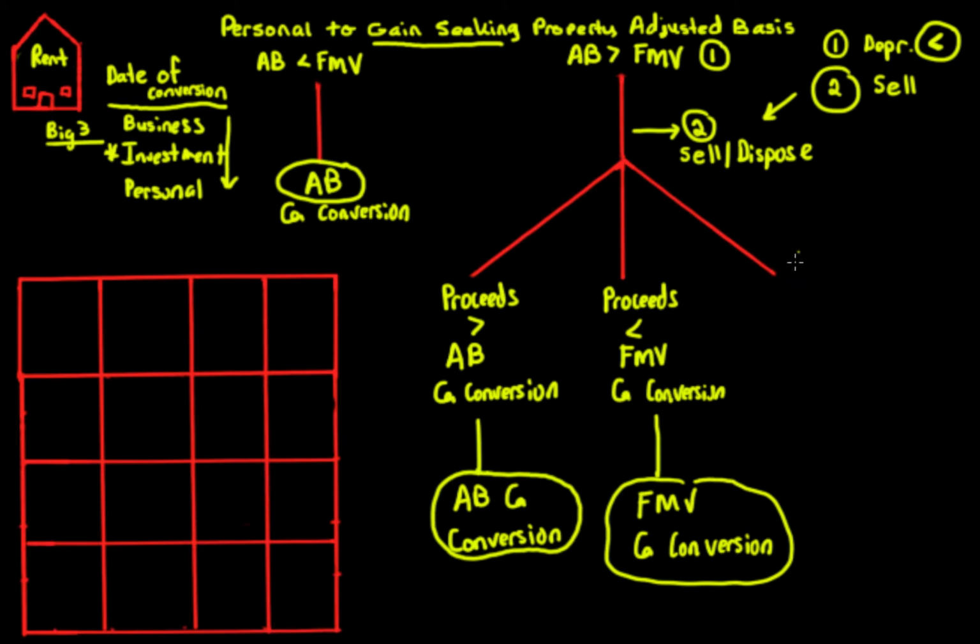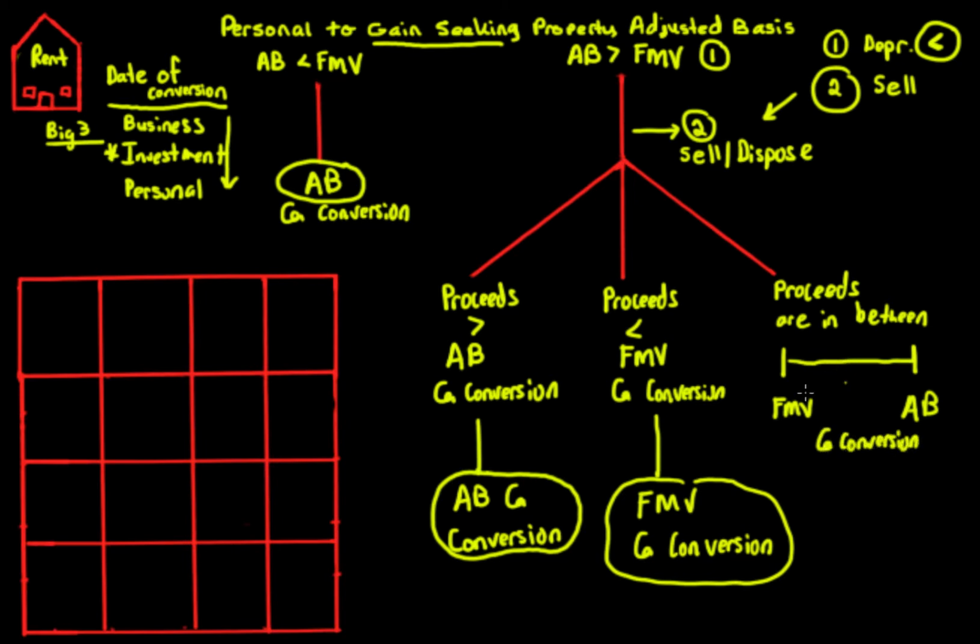What if the proceeds are in between the fair market value at the date of conversion and the adjusted basis? So somewhere in the middle here at the conversion date. What if the proceeds are in between? So they're somewhere in this range. What do you use then?